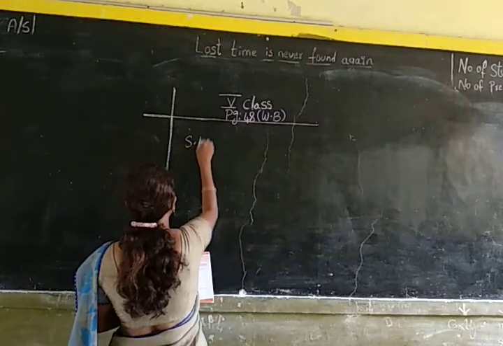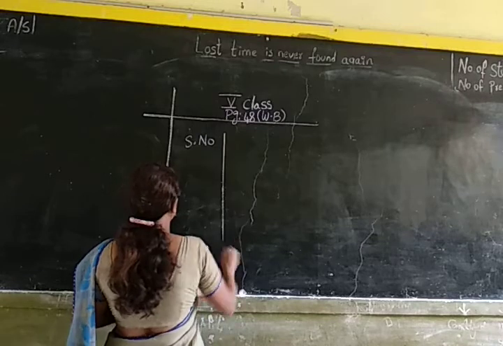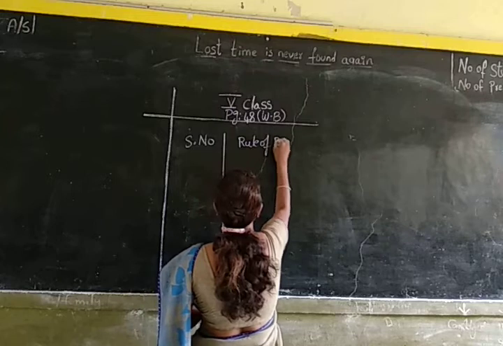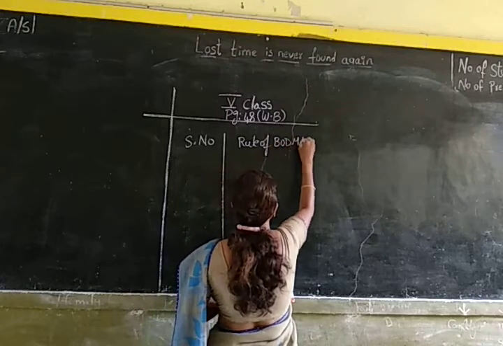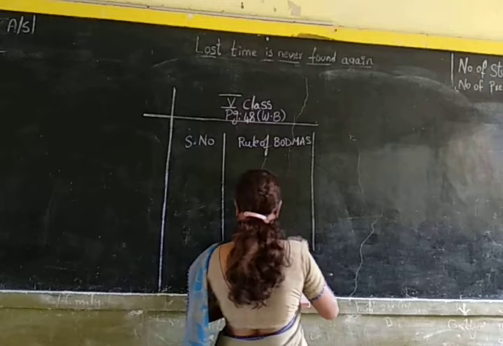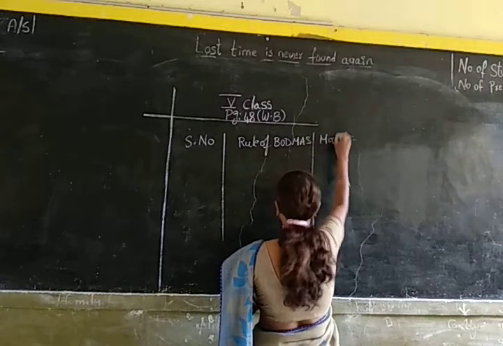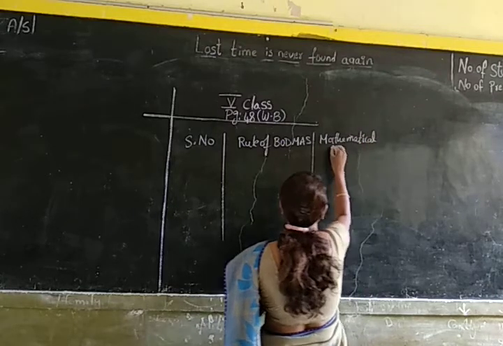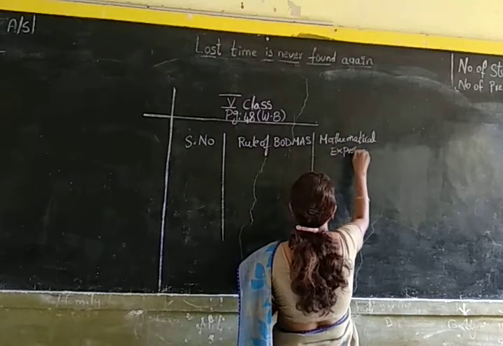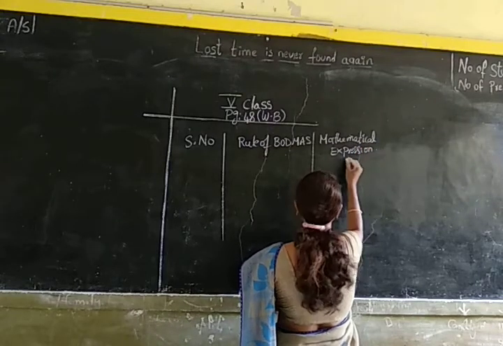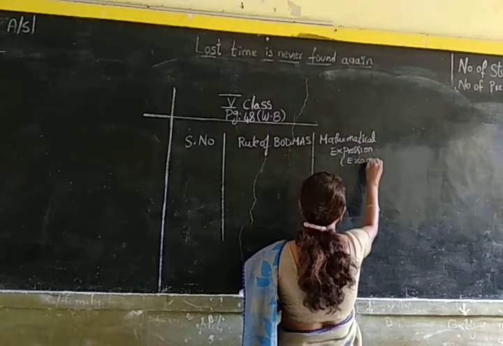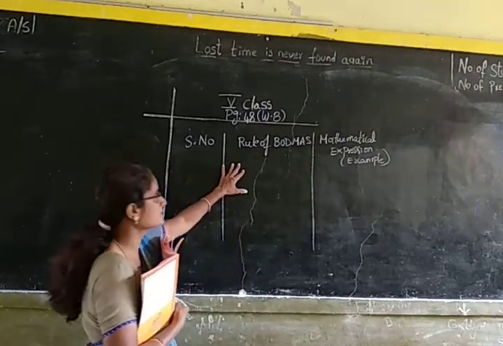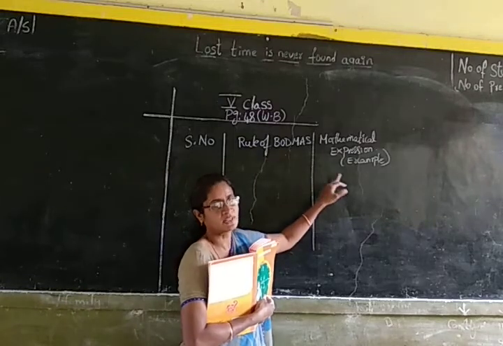First one is serial number. Second one is rule of BODMAS. And the third one is mathematical expression with example. Okay children. So first you have to write the rule for BODMAS and then you have to give an example with expression.